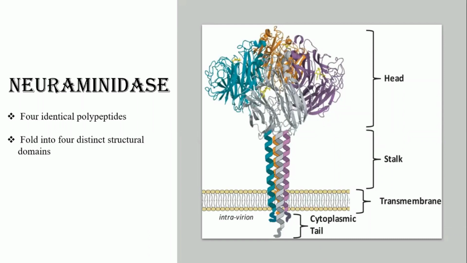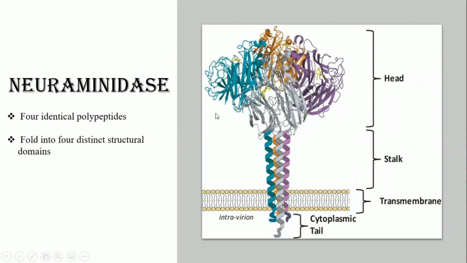Next, I will further elaborate on the structure of the two types of protein that are used in the design of drugs for treatment of disease. The first protein is neuraminidase. Neuraminidase, also called NA, is a tetramer of 4 identical polypeptides that exist on the viral surface. The 4 monomers fall into 4 distinct structural domains that consist of the head, stalk, transmembrane, and cytoplasmic tail. So this is the structure of the neuraminidase.